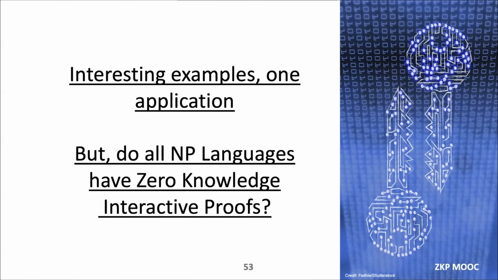So let's ask a really big question. Do all NP languages have a zero-knowledge interactive proof? Whoa, that would be amazing. But how are we going to do that? Are we going to go for every single NP language and show that they have a zero-knowledge proof?